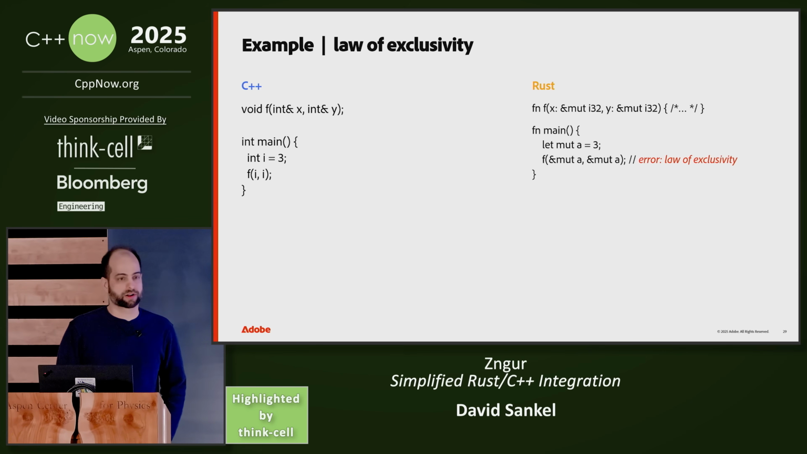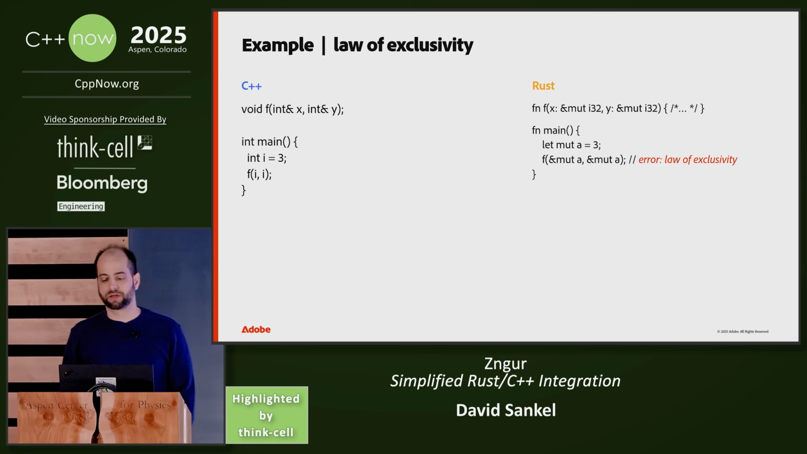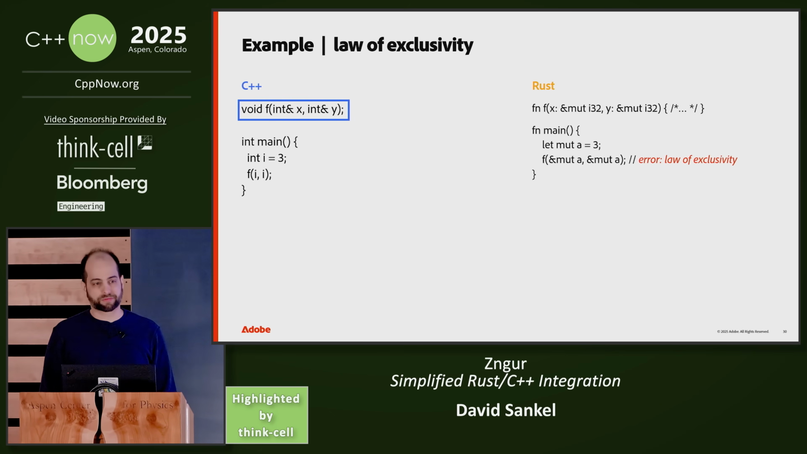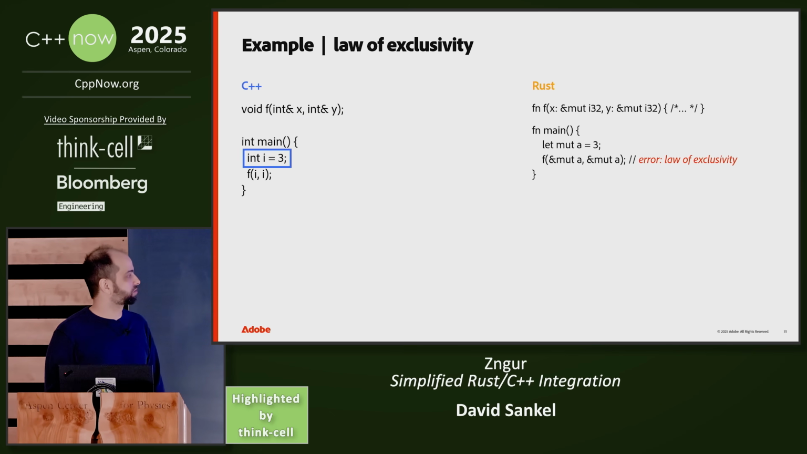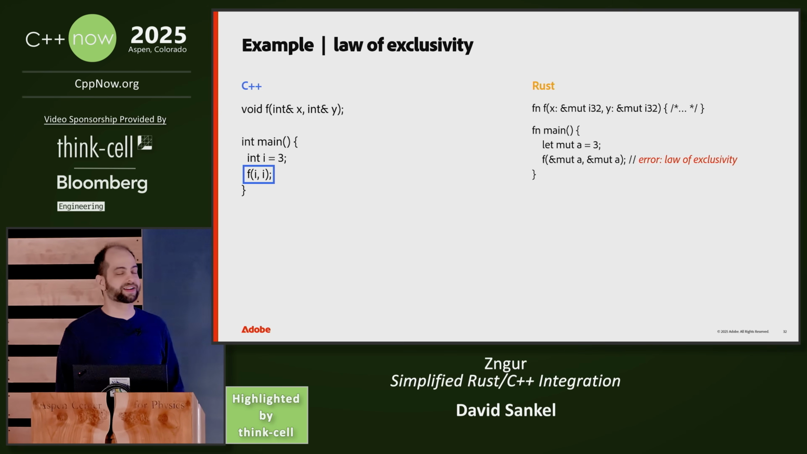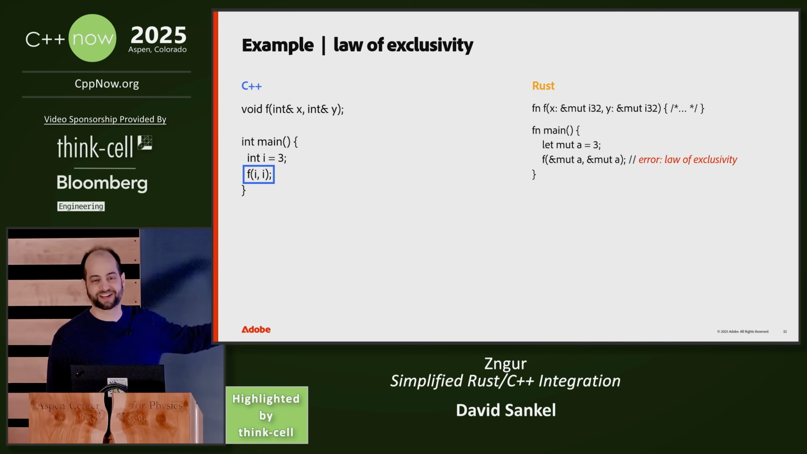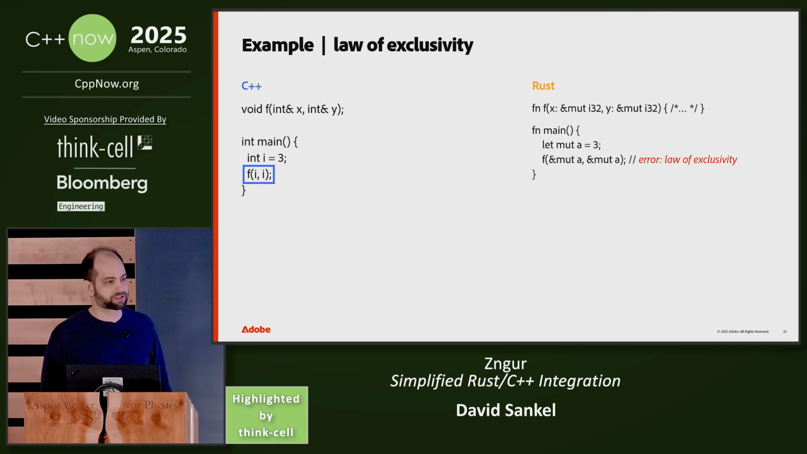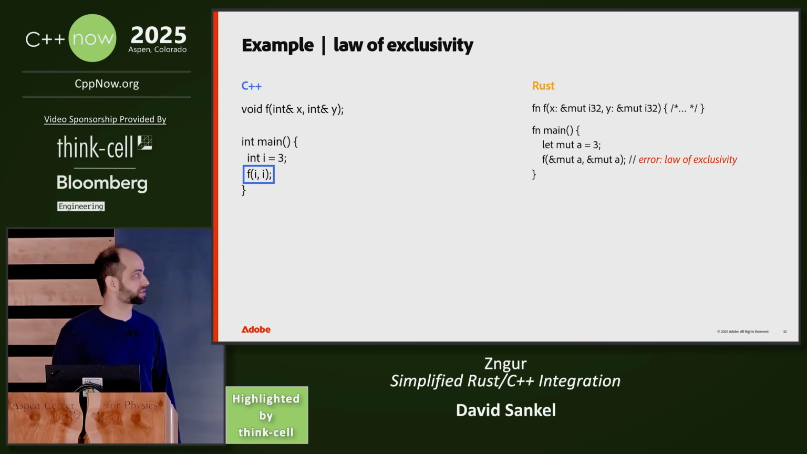Law of exclusivity. This is another expressivity issue. So in C++, we have a function here. It takes in 2 int references. And in main, we create int i equal to 3, and we call f with i twice. Totally valid C++ code, not necessarily undefined behavior. You're not seeing the inside of f. Generally, it's not a good practice to do this kind of aliasing, but you can express it in C++.